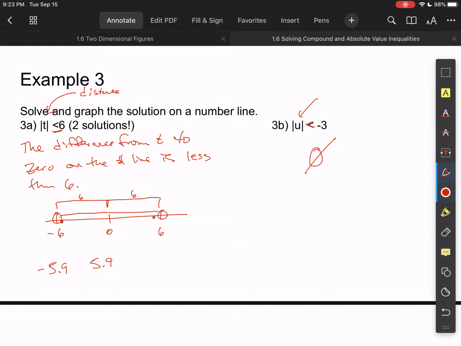But we got to be careful, because what if it said, and we'll see one of these here in a second, the absolute value of u was greater than negative 3? Let me ask you a question. When is any distance greater than a negative number? And your answer to that should be always, right? Any distance is going to be greater than negative, because there is no such thing as a negative distance. So that will always be the case. So you really got to pay attention to these inequalities.